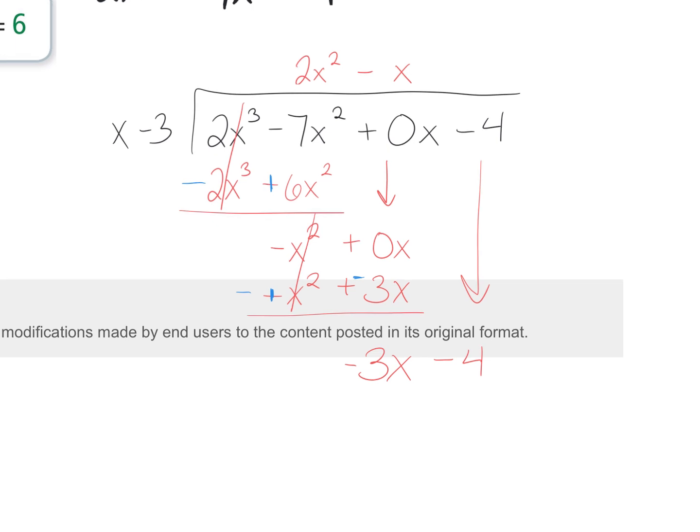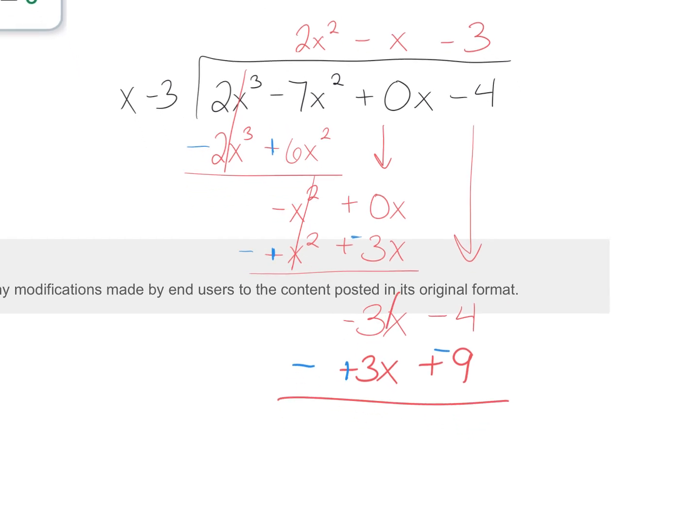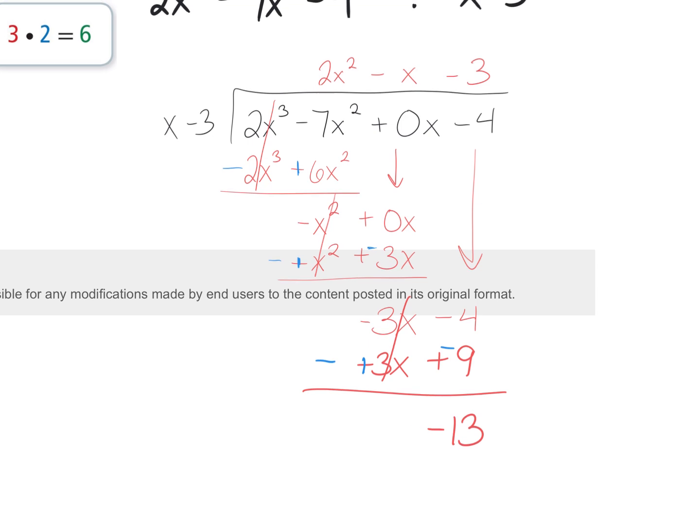How can I turn x into negative 3x? What's it missing? Multiply by negative 3. What do I do with that negative 3? Multiply it by negative 3. Negative 3 times x is negative 3x. What's negative 3 times negative 3? Positive 9. Good. What do I do from here? Subtract, change signs. What happens to the 3x? Cancels. What's negative 4 minus 9? Negative 13.